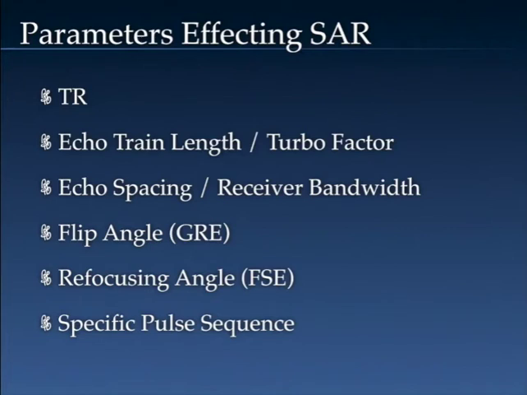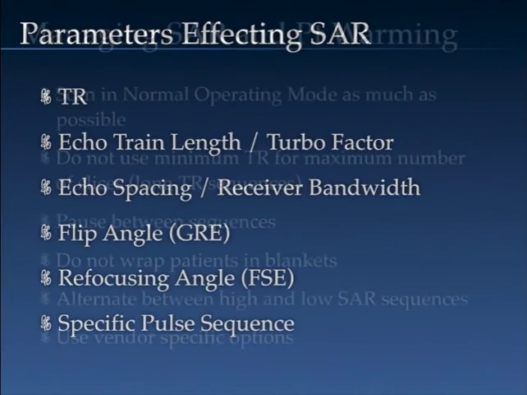For example, fast spin echo tends to be higher SAR than a conventional spin echo. Now, in order to manage SAR, there are several things that we need to keep in mind that we can do. Number one, we can scan in the normal operating mode as much as possible.